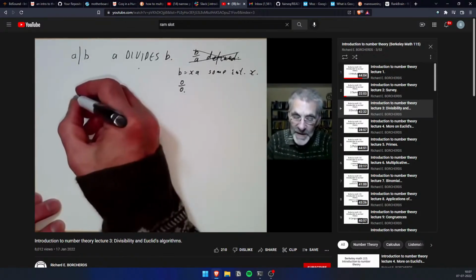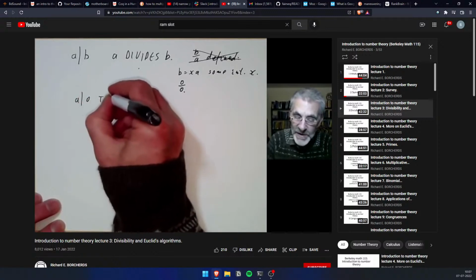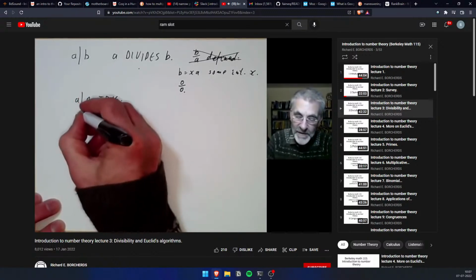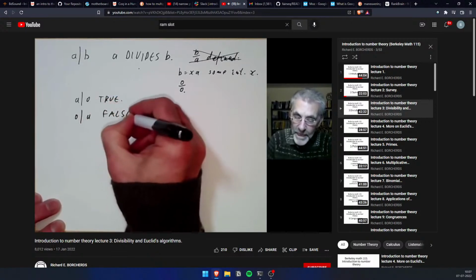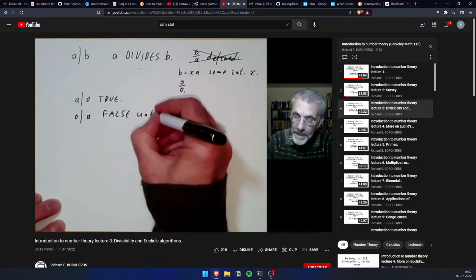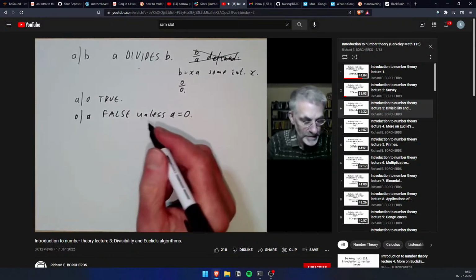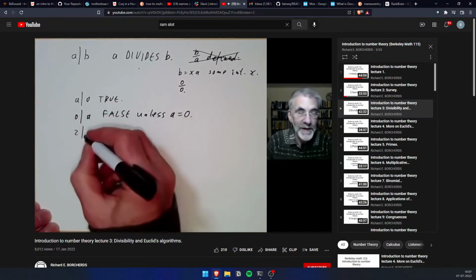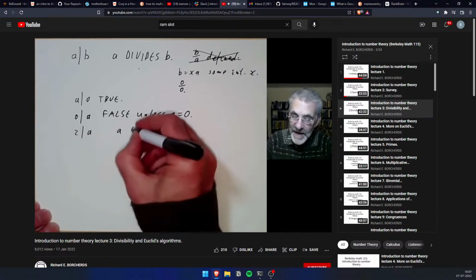So in particular, we see that a divides 0 is always true for any a. 0 divides a is false unless a is equal to 0. Another example, 2 divides a is just a rather fancy way of saying that a is an even integer.